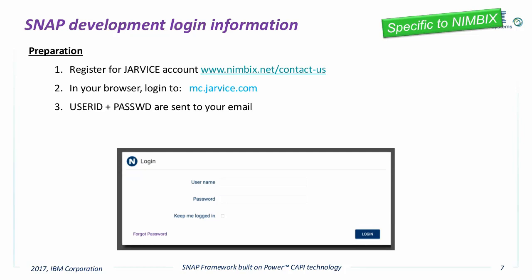The development environment that we are going to use is installed on the cloud in a Jarvis application. All we need to access that environment is a browser. First, sign up for a Jarvis account on the NIMBIX cloud, saying that you would like to access a Power FPGA hardware. Then open the Jarvis platform at mc.jarvis.com in your browser and log in with the user ID and password that you got from NIMBIX.